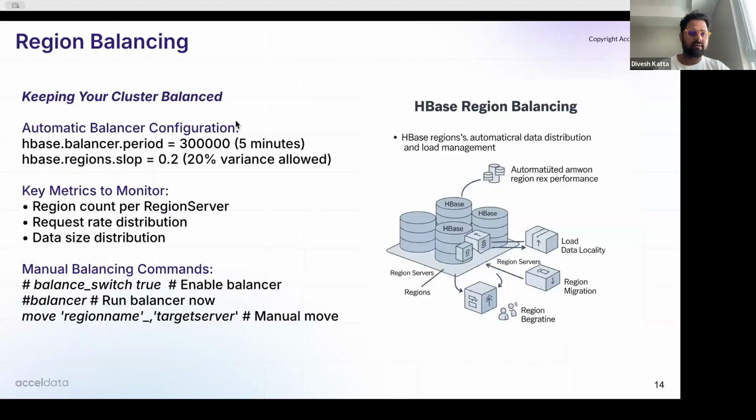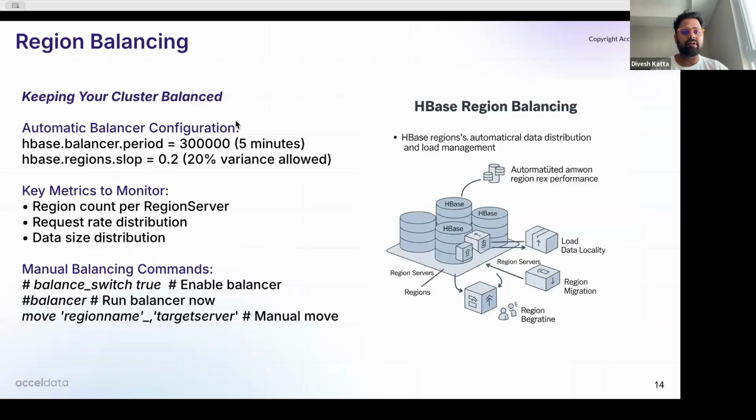Region balancing. The balancer is your automated load distribution system, but it needs proper configuration to work effectively. Think of it as an air traffic controller for your data. It needs to know how much imbalance is acceptable before it starts moving things around. The slop setting is critical.